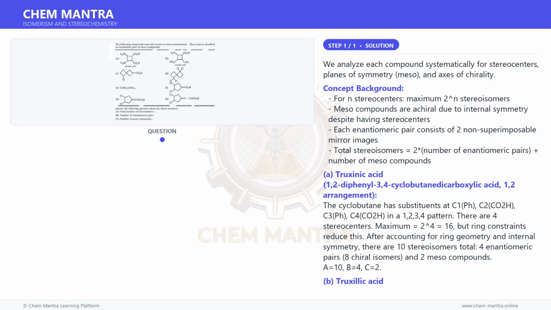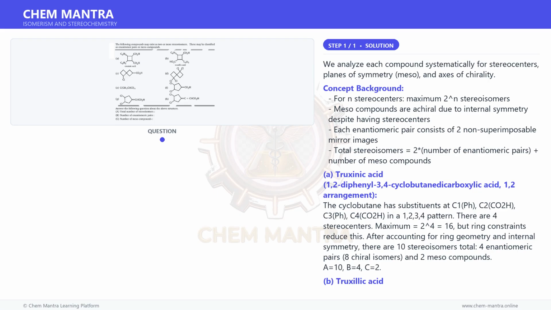D. Spiro compound with 4 chlorine atoms, 2 on each spirocarbon. The spirocarbon itself and the 2 Cl-bearing ring junction carbons. The compound has axial chirality at the spiro center. 2 stereocenters giving 4 maximum, but symmetry reduces to 2 stereoisomers forming 1 enantiomeric pair, no meso. A is equal to 2, B is equal to 1, C is equal to 0.